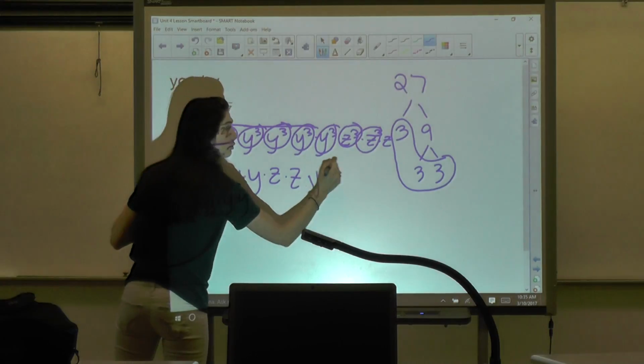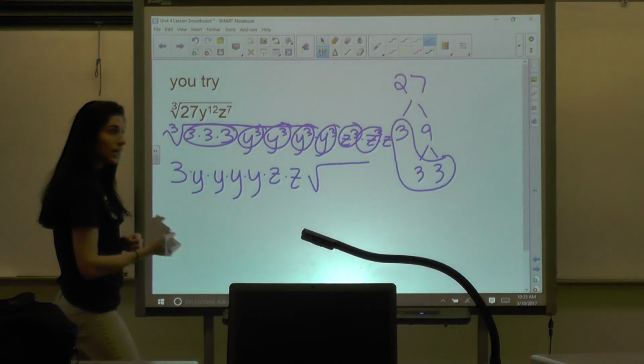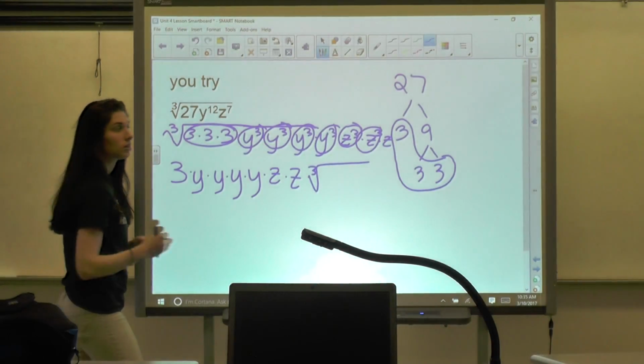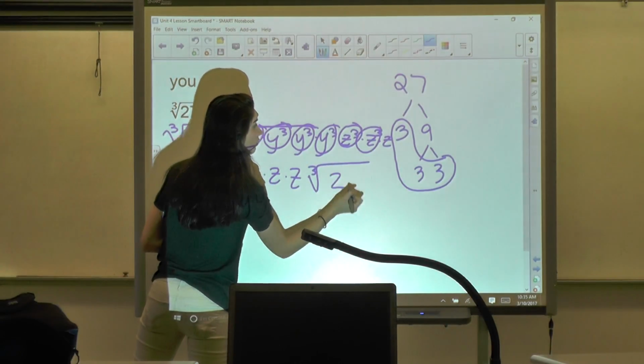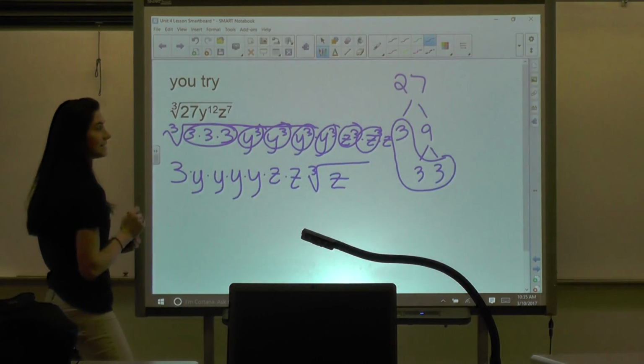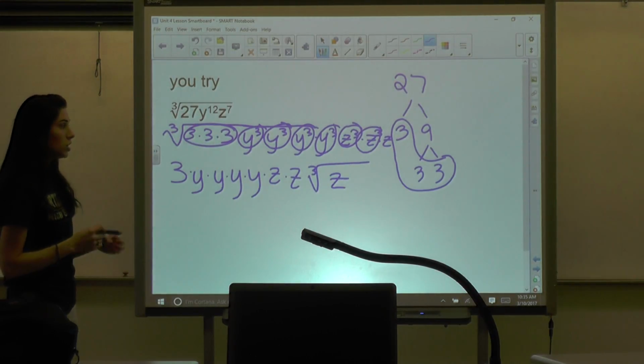Don't just put a square root and think you're good. It is a cube root. There is a huge difference. So make sure you put that and you don't forget. And what are we left with? A z.